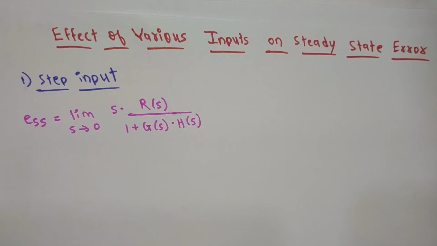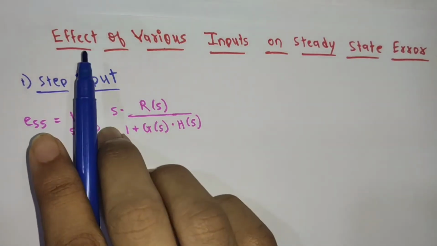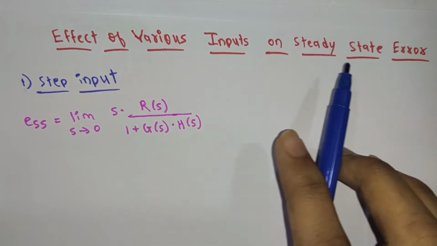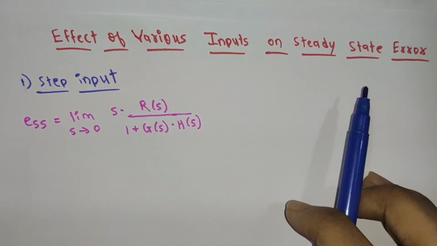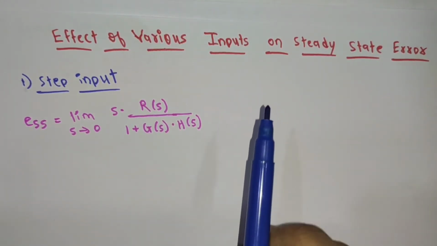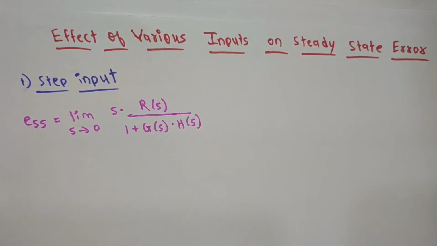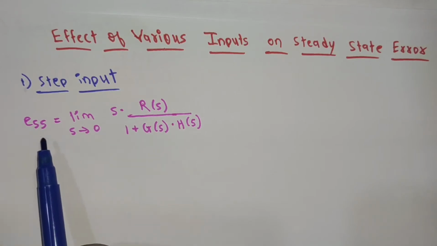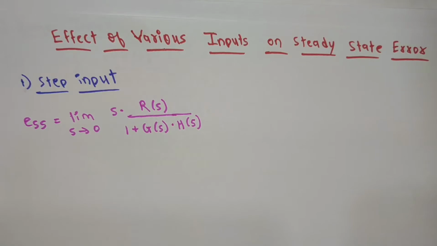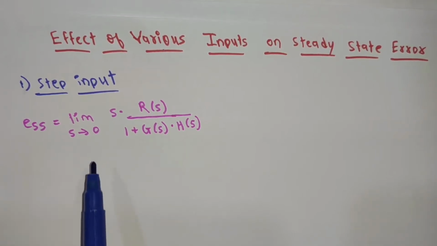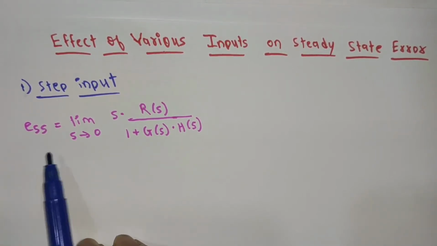Hello guys, welcome back. In today's lecture we are going to see the effect of various inputs on the steady state error. In the previous lectures in this same playlist we have found out the conditions for the various inputs applied to a system. Using that we are going to solve the problems, or you can say we are going to derive the formulas for the steady state error. In the last lecture we found out the formula for the steady state error ESS.